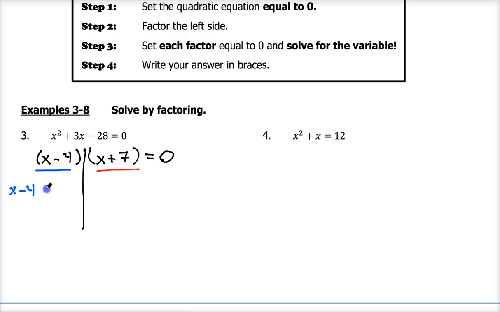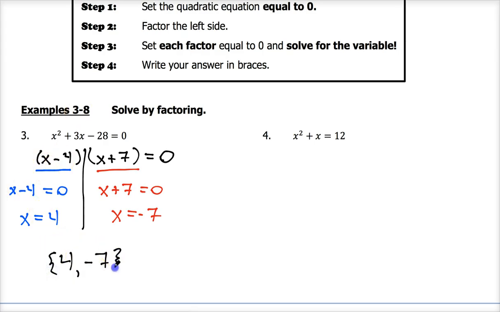So if x minus 4 is equal to 0, then x is simply positive 4. If x plus 7 is equal to 0, then x is negative 7. So we get two possibilities, or two zeros for x in this case, positive 4 and negative 7. Remember, these are the same x-intercepts you would find if you graphed this equation on a graphing calculator. Okay, this is where the graph would cross the x-axis.